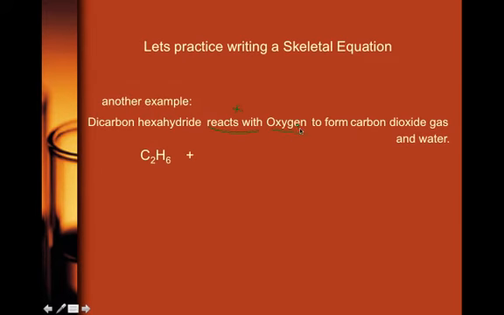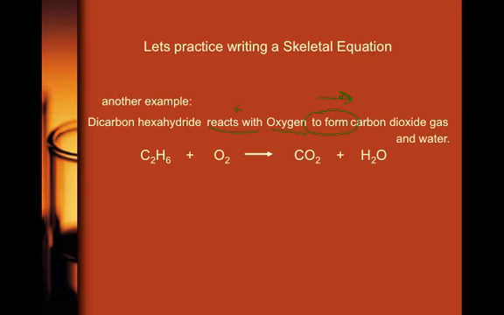Now oxygen, once again, it's diatomic, and so when you write that symbol you're going to need to have an O2, and it's going to form, again, that's our indicator of an arrow sign. To form is our arrow, or to produce. It's going to produce carbon dioxide gas, so carbon dioxide is CO2. And it's also going to produce water, which is H2O. So again, there's our skeleton equation.